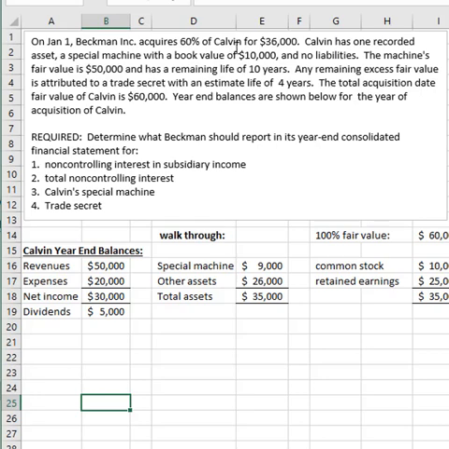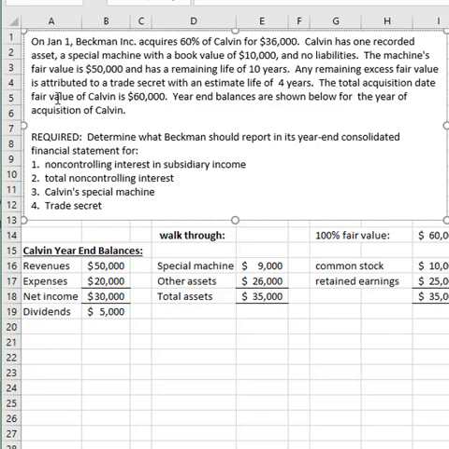So Beckman owns 60% of Calvan, and that costs $36,000. So they have control, but there's an outside owner that owns the other 40% of Calvan. Calvan has one asset at the time of acquisition, a special machine with book value of $10,000 and no liabilities. The machine's fair value at the time of acquisition was $50,000. So they would have a $40,000 fair value over book value that would be amortized over the life of 10 years here. And anything above that would be attributed to a trade secret, which would be amortized over 4 years.